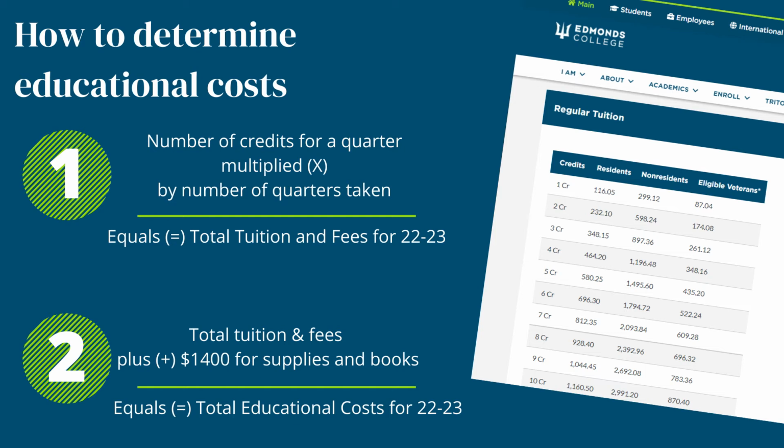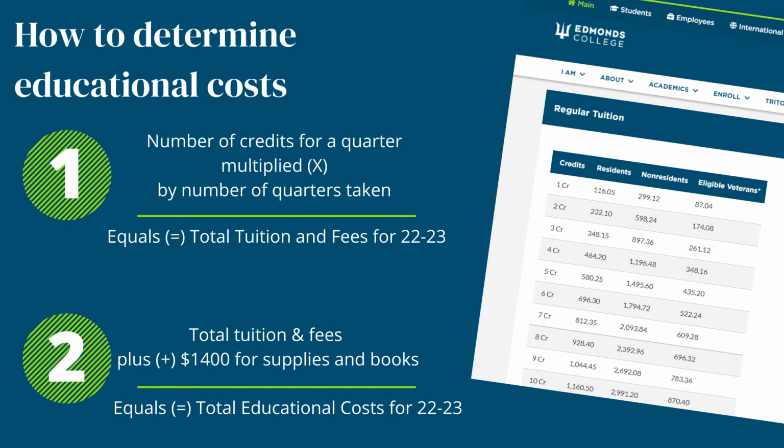I asked them to determine their educational costs by finding the number of credits for a quarter, using the college's tuition page, and multiplying it by the number of quarters they were going to be attending to get their tuition cost. I asked them to add $1,400 to that number to account for books and supplies. The final number was what they should use to answer the educational cost question.